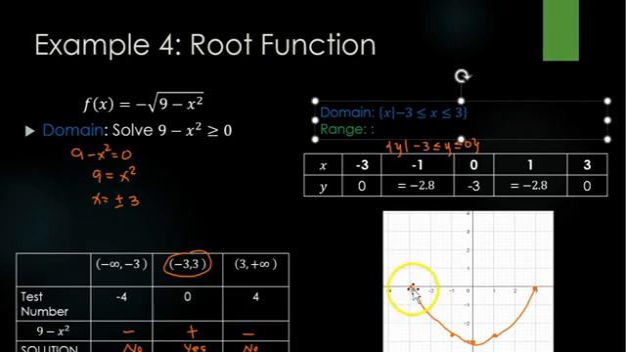Okay, so that's the effect of this negative before the radical. You would just have to reflect your graph about the x-axis. So instead of having positive values of y, you have negative values of y.